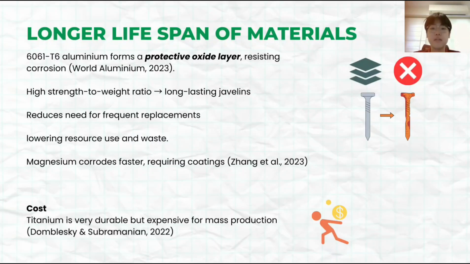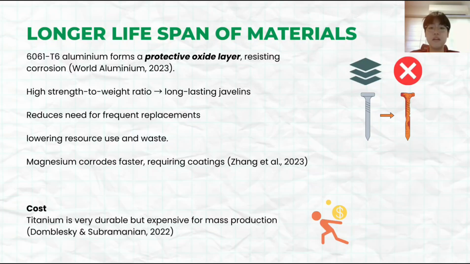Finally, let me explain about the lifespan of the materials. Aluminum alloy 6061-T6 forms a protective oxide layer that helps it resist corrosion. Combined with its high strength to weight ratio, this allows aluminum javelins to last for longer periods without deforming or wearing out quickly. With fewer replacements needed, we can reduce resource use and minimize waste over time.